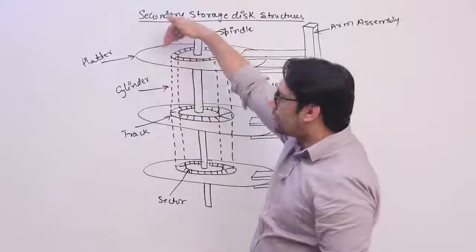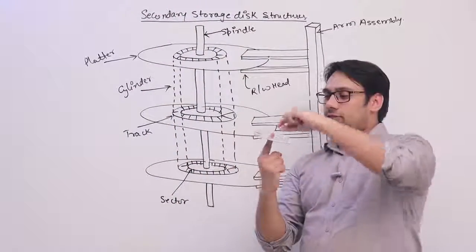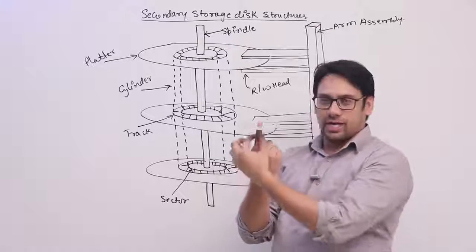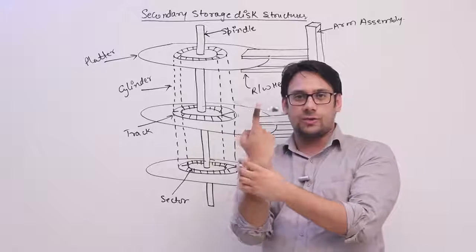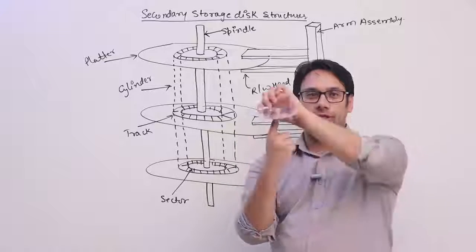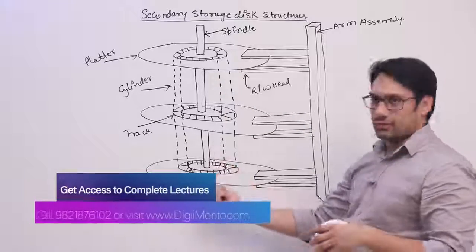To rotate these platters, as you can see, they are stacked on something called a spindle. This spindle rotates, and because the spindle rotates, the disk also rotates like this. So the spindle makes them rotate.